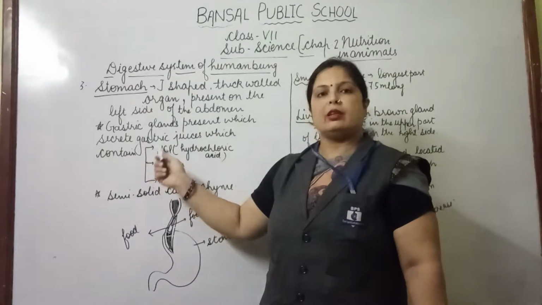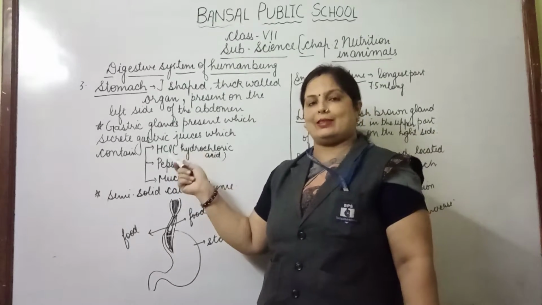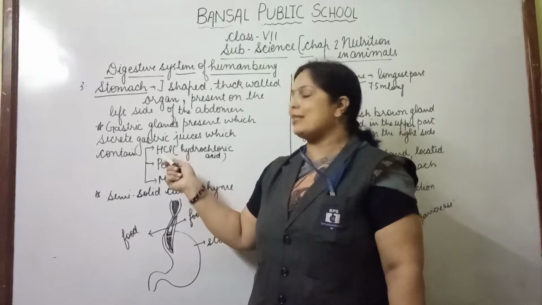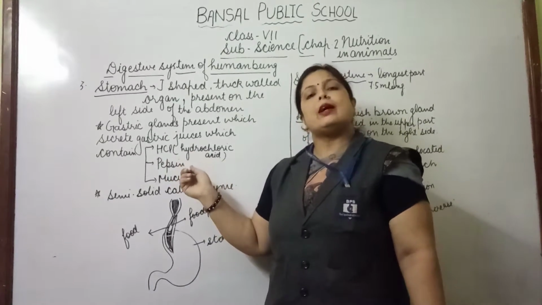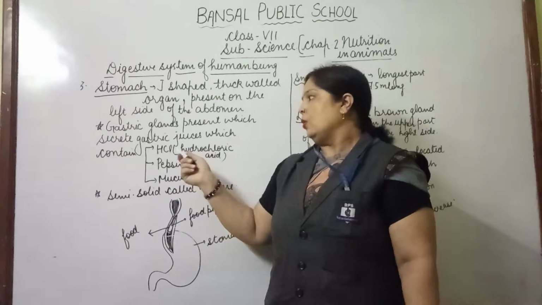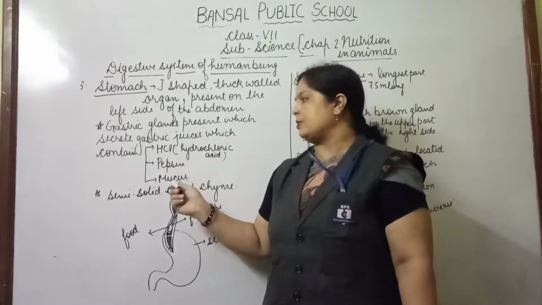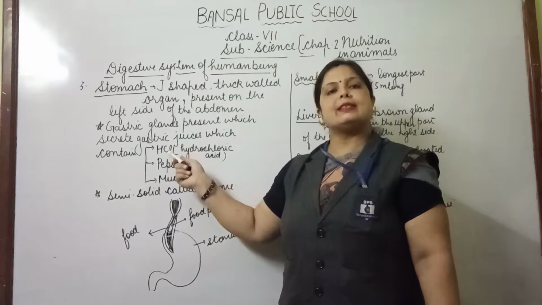Gastric juice contains three types of substances, of which one is known as hydrochloric acid. This is also known as HCl. That means HCl stands for hydrochloric acid. Second, the protein digestive enzyme pepsin, and third, mucus. Now my question is, what is the function of HCl, what is the function of pepsin, and what is the function of mucus? Listen carefully.